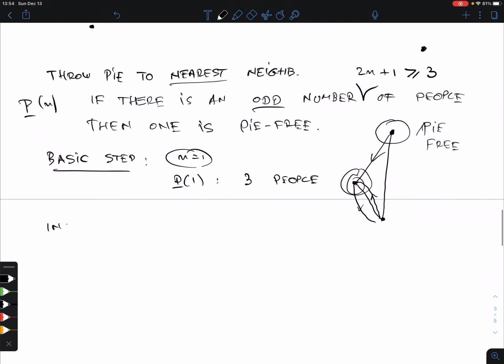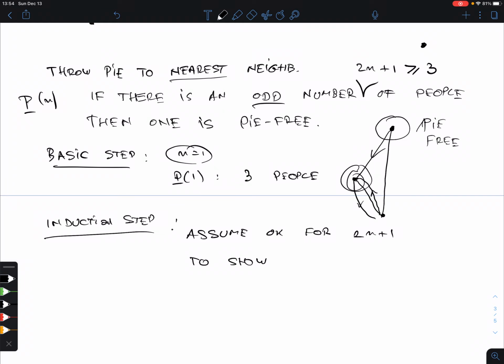So now the induction step. So assume, okay, now I'm not going to spell out anymore what it is, for 2n plus 1 people to show for, but I do need to figure out what is the number here. 2 times n plus 1, plus 1. That's the next one. This is Pn, and this is Pn plus 1. Okay, that is 2n plus 3. So we have 2n plus 3 people.